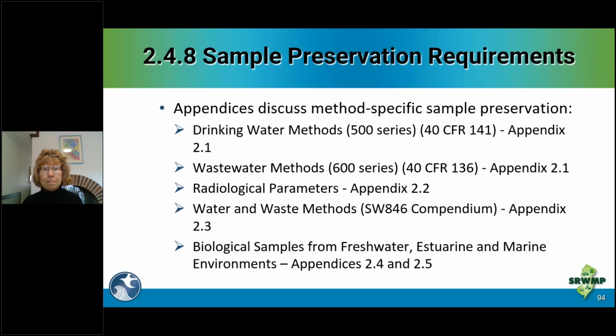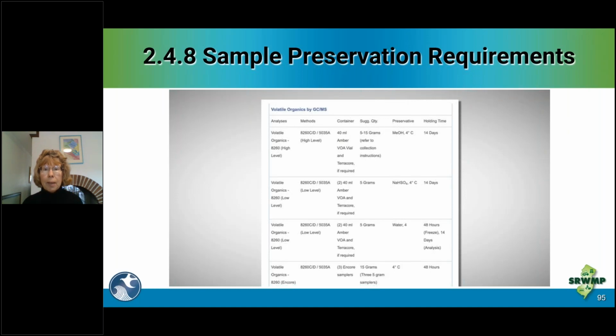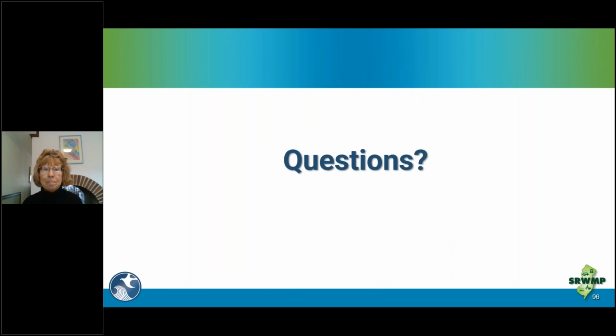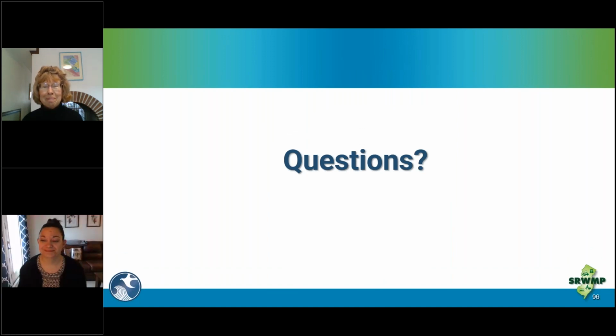Next slide. Again, the appendices provide quick reference guides, and it's very important to check with your laboratory during your project planning. Next slide. And I'll turn it back to the moderators.